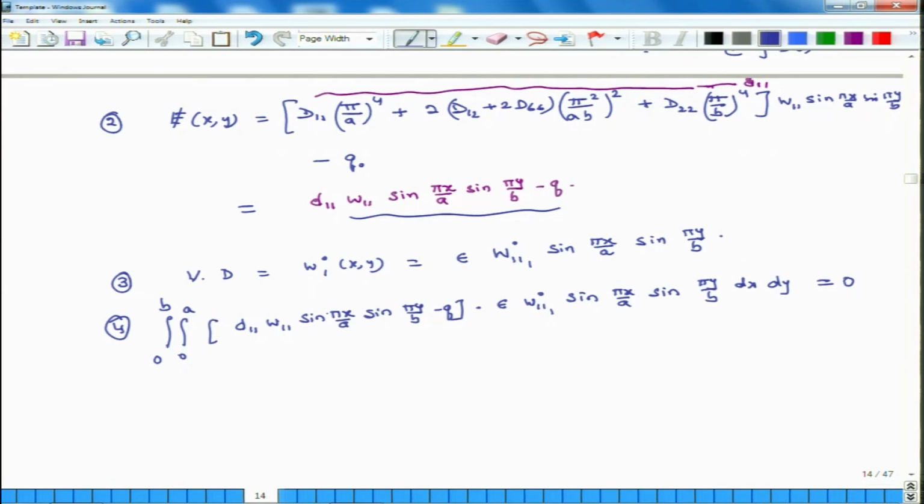Now, if I do this integral, the parameter epsilon and W111 are common, so I can ignore them. When I do the integration, all x and y dependence goes away, and the only thing I am left with is a relation for W11. So, when I do this, I get W11 equals 16 q naught over pi squared into 1 over small d11.